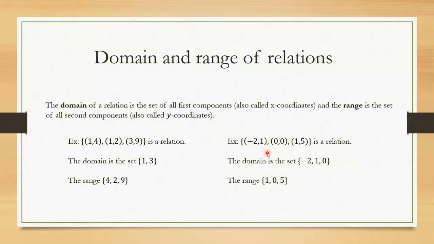Here, the domain would be -2, 0, and 1, right? All the x coordinates: -2, 0, and 1. Whereas the range would be 1, 0, and 5. So that's what's happening here with domain and range.